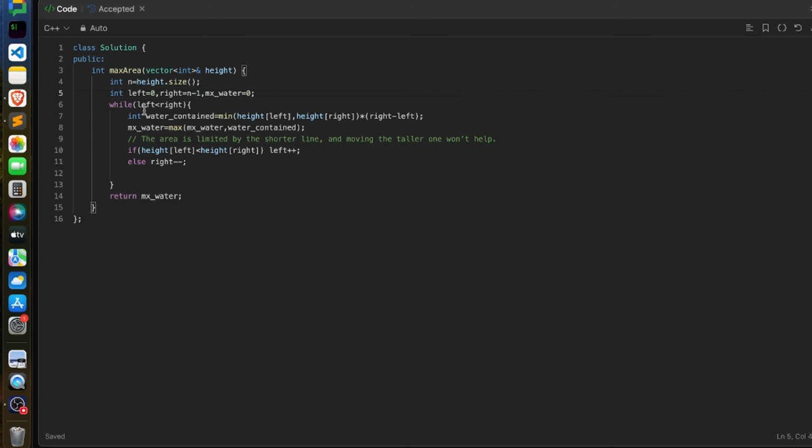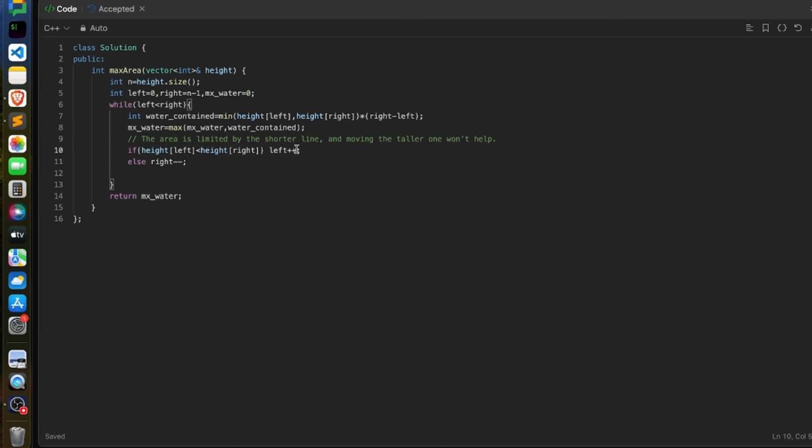Then we start with the while loop. So while the left pointer is less than the right pointer, we will first try to find the water content between this left and right, right? We know the water content will be the minimum of these two heights, height left, height right, into the distance between these two heights, and the distance is the difference between the indices. So the difference between the indices is right minus left. Now we will update our maximum water. So maximum water is equal to max of max water, comma, this current water content, right?